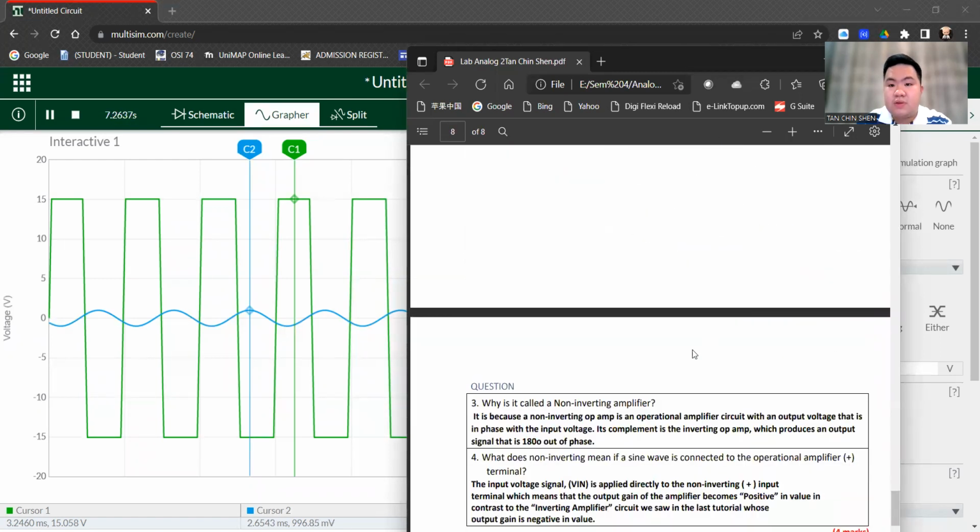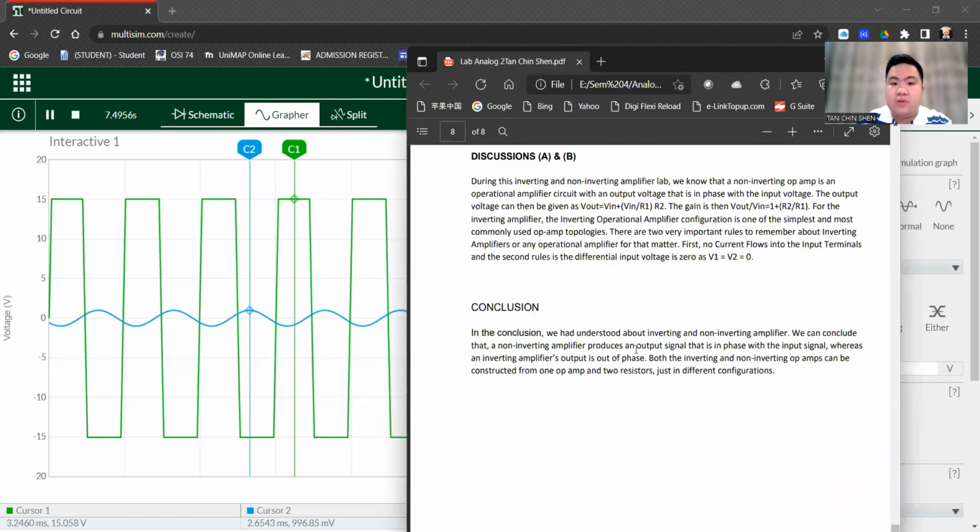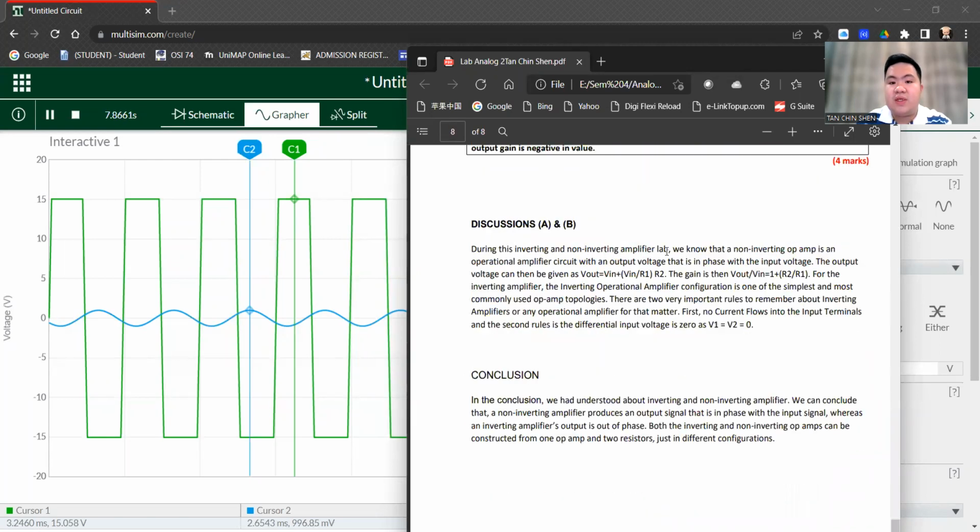Okay, this is my report. In the discussion during this inverting and non-inverting amplifier lab, we know that the non-inverting OPM is an operational amplifier circuit with an output voltage that is in phase with the input voltage. The output voltage can then be given as V out equals V in plus V in over R1 times V R2. The gain is then V out over V in equals 1 plus R2 over R1.